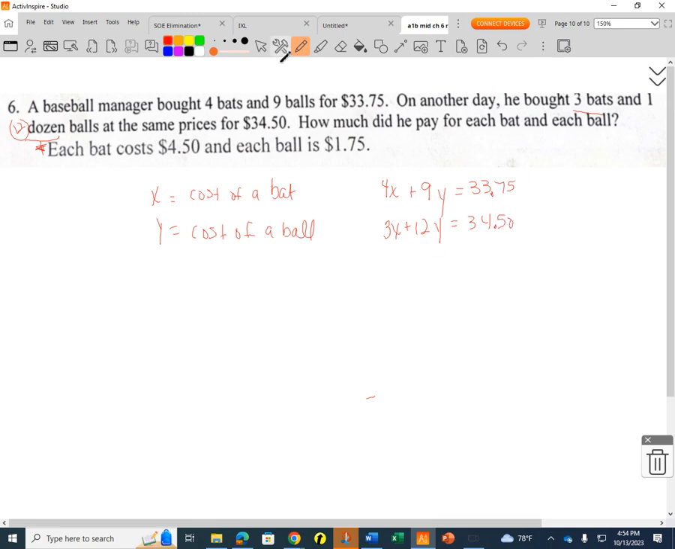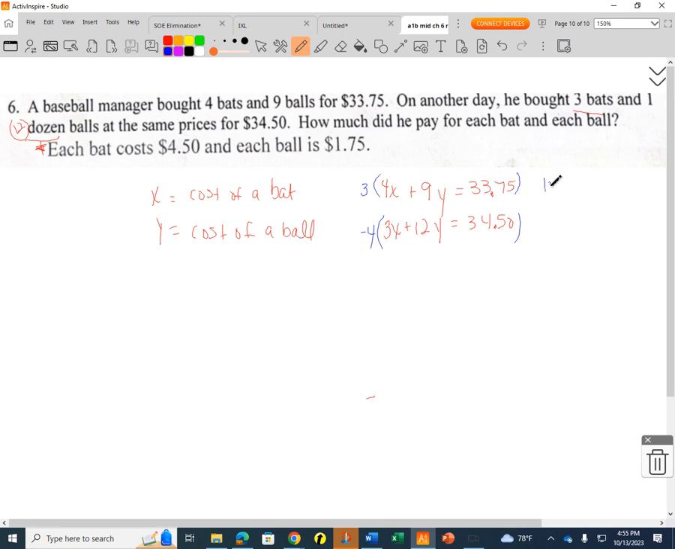So I want to solve this system of equations. I'm going to get rid of the x's, solve for the y, the cost of the balls, and then I can plug in to find the cost of the bats. Just like when we're solving systems that weren't based on a word problem, I want this coefficient to be positive 12x, and I want this coefficient to be negative 12x. So I'm going to multiply this by 3 and this by negative 4. And then I'm going to rewrite my equations.